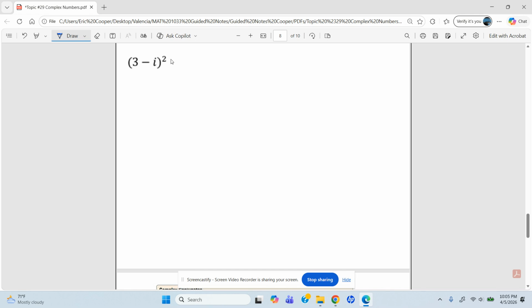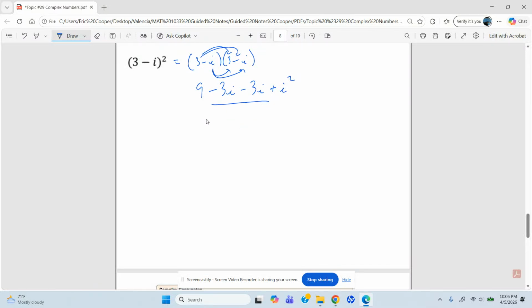Again, we have the same thing here. If it's squared, we multiply it by itself. These are not conjugates, so we're going to multiply this out. 3 times 3 is 9. 3 times negative i is negative 3i. Negative i times 3 is negative 3i. And then negative i times negative i is positive i squared.